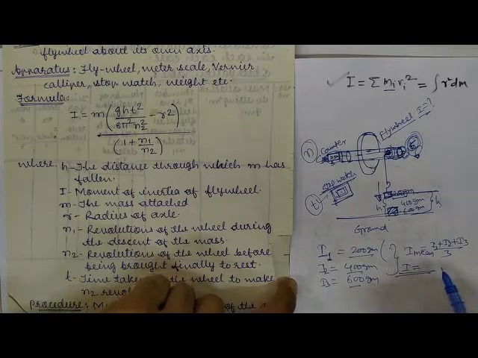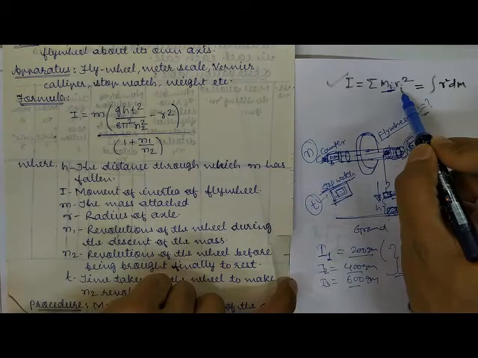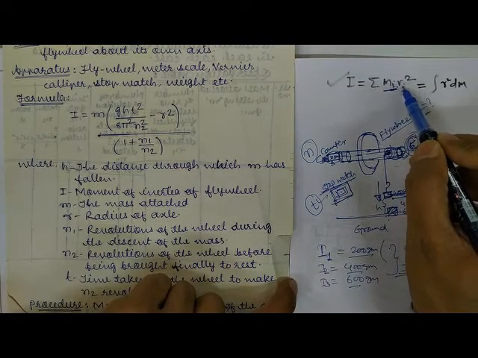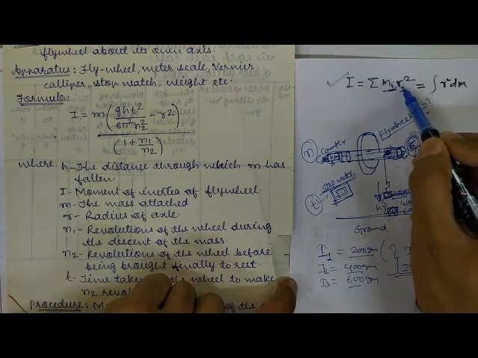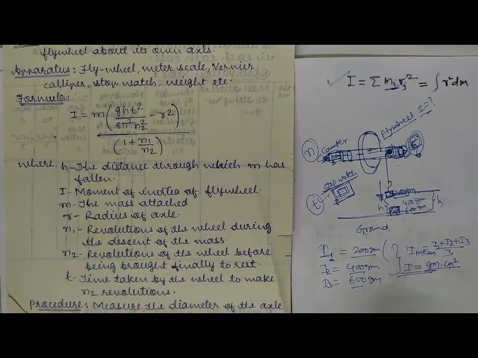And we know the unit of moment of inertia: mass into, moreover we call it the radius of gyration, so it is squared. Mass is measured in gram here, and radius we have measured in centimeter, so centimeter square. So the unit is gram centimeter square. This is how we have to perform this experiment.